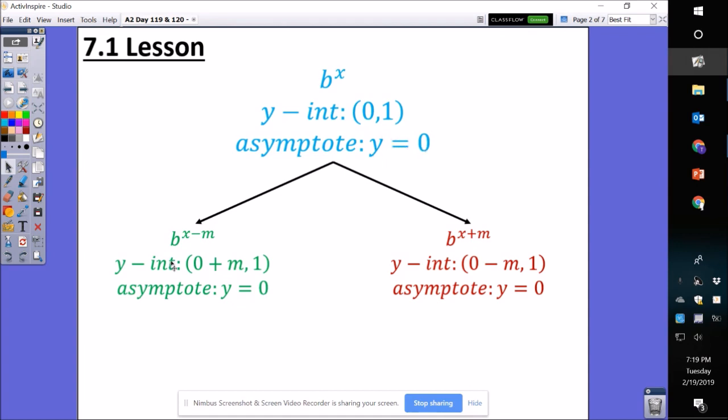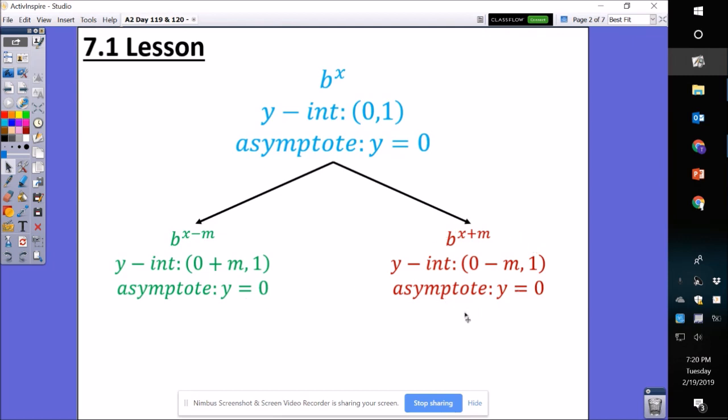Now let's talk about when you have a number with the x. On the bottom left, we have b to the power of x minus m. When you have a number that is minus m, then it will affect your y-intercept. For the y-intercept, it's going to be (0 plus m, 1). So the minus m will affect the x value of your y-intercept, but the asymptote will stay the same, y = 0.